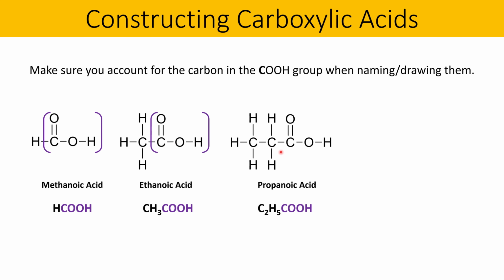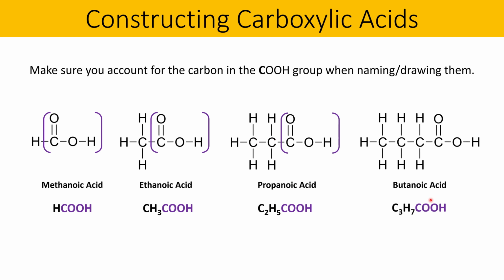Next up we would have propanoic acid. There's the carboxylic acid functional group. 1, 2, 3 carbons as you can see. And then we've got butanoic acid there with its functional group and 4 carbons overall.